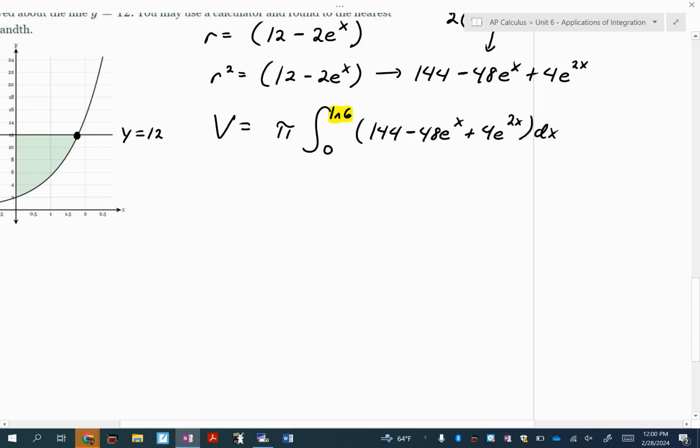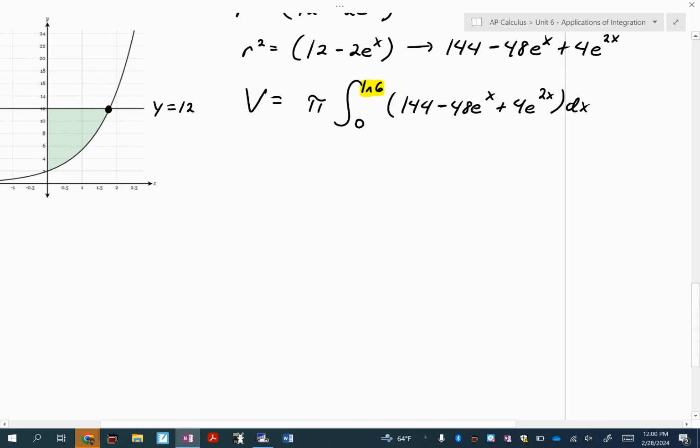All right. What's the antiderivative of 144? 144x. Now, do you remember e to the power of x? When I take the derivative of e to the power of x, you copy it, and then you take the chain rule. What's the derivative of x? Just 1. So this is literally exactly the same.